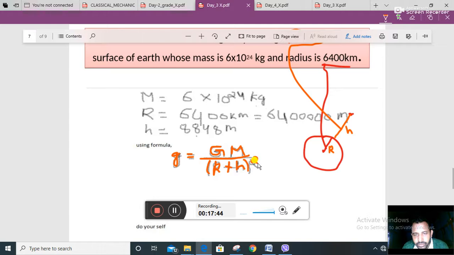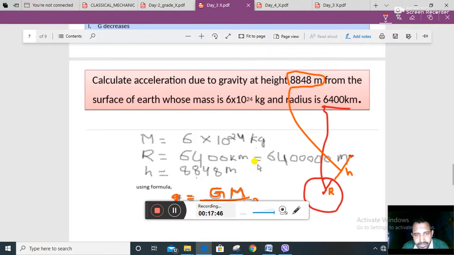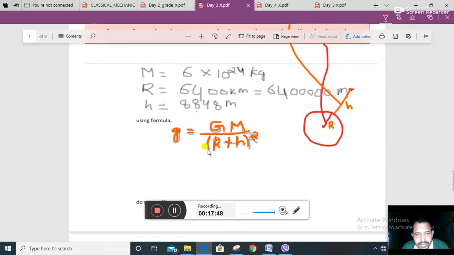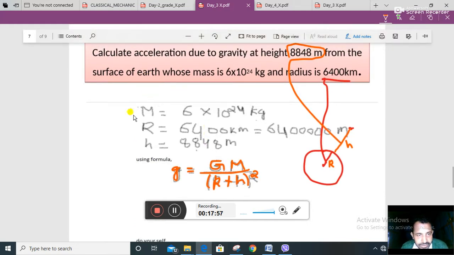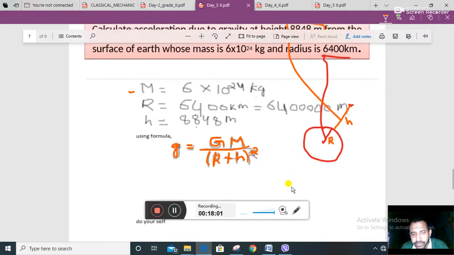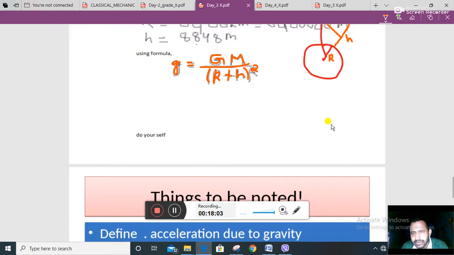Now put the value. G value is 6.67 times 10 to the power minus 11. You know that one. This value you know clearly. You have learned it since the first day. And the mass of the earth is given over here. See, the radius is also given, and height is also given. So put it here, and you will get the value. Some value like, I guess, 9.56 like that.